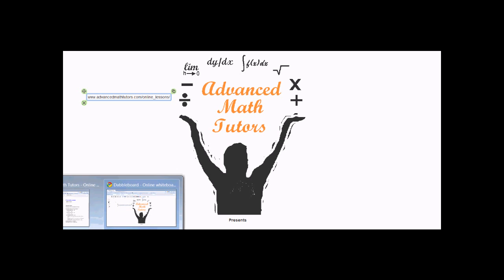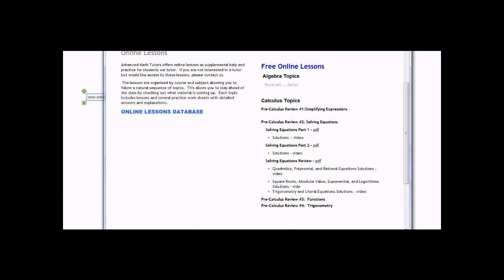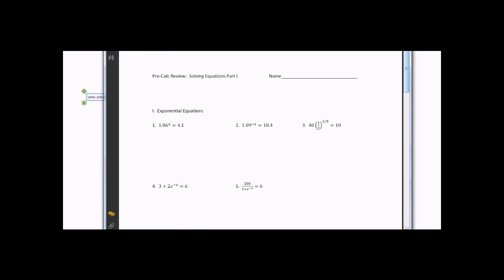The worksheet can be found at advancedmathtutors.com/online_lessons, and just to show you real quick, you can go to this website here, and you're going to find it here, Solving Equations Part 1. Click on that, it's a PDF, and it opens right up. So you can try these if you want, or you can just watch me do them. Either way, hopefully this helps you out a little bit. We're not gonna do them all here. I'm gonna start with number 1, and we'll do 3 and 5, and then we'll move down the list here.